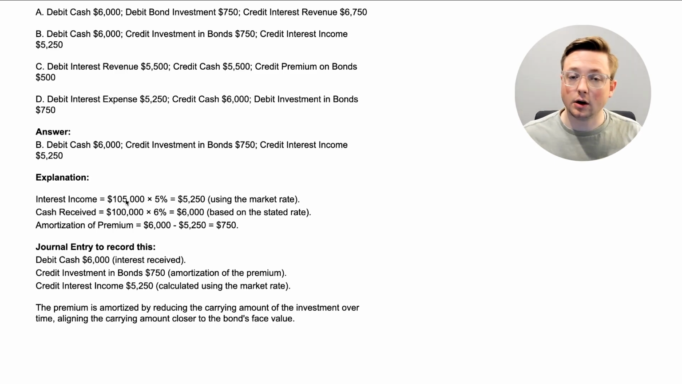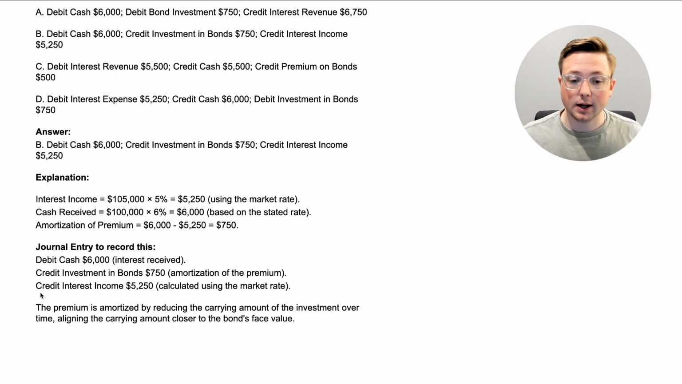But as time goes on, you are trying to lower that down to the face value of $100,000. So you're crediting it each time for the premium to, again, bring it down over the years to the correct face value. So you're crediting investment in bonds to reduce it based off of the premium, and that's $750.